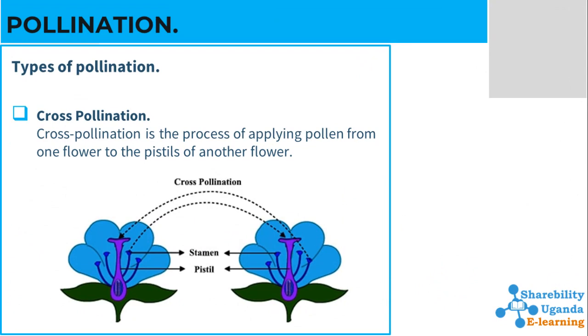We have two types of pollination. We have self-pollination and cross-pollination. Let us begin with cross-pollination. Cross-pollination is the process of applying pollen grains from one flower to the pistils of another flower, like transferring from one flower to another flower of two different plants.